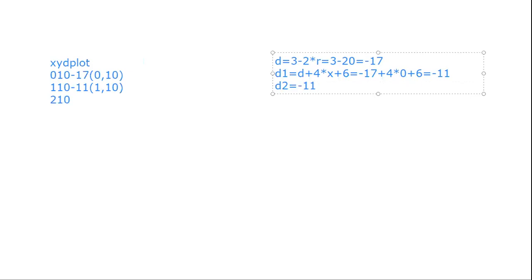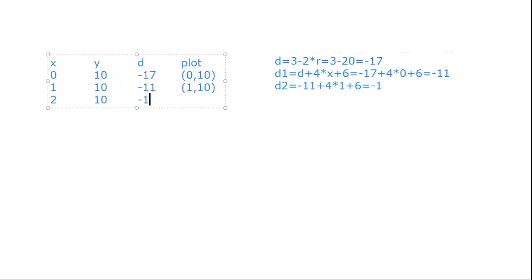Okay, previous value for the D, that is D1, that is minus 11, plus 4 into what was the previous value of x? It is 1. Okay, plus 6. How much value you will get here? Minus 1, right? Minus 1 you will get here. Put that value over here, minus 1. Okay, have a plot over here, 2 comma 10. Yes. What about next value?